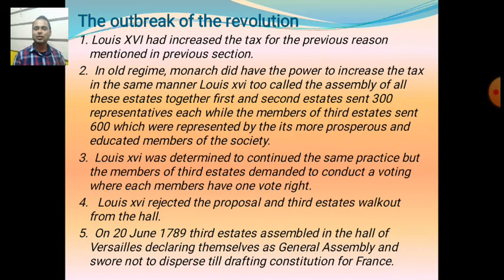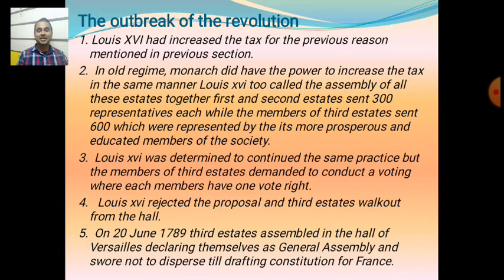And ultimately on 20 June 1789, the third state assembled in the hall of Versailles, declaring themselves a general assembly and swearing not to disperse until drafting a constitution for France.